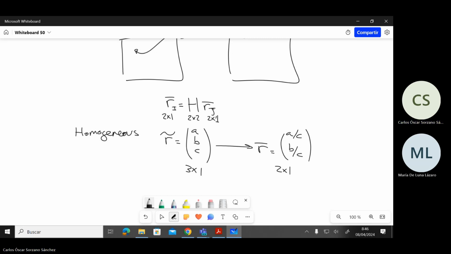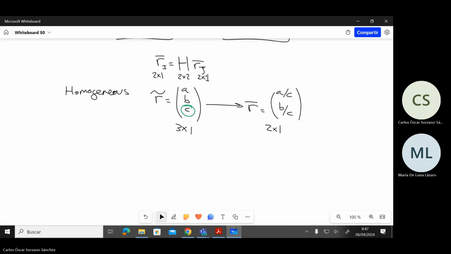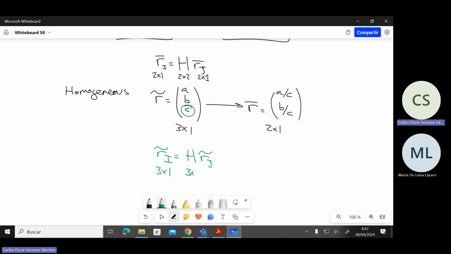And why infinitely many? Because you have to choose this C. If you choose C equal 1, then you have one coordinate. If you choose C equal whatever, then you have some other coordinate. So now we will pose the same coordinate system, but now in 3D. Now this will be 3, minus 1, 3, minus 3, 3, times 1.